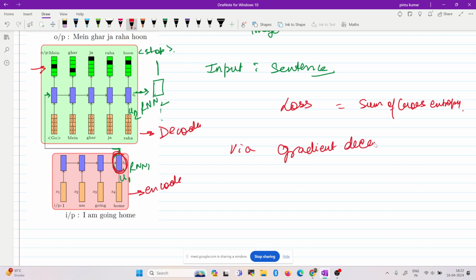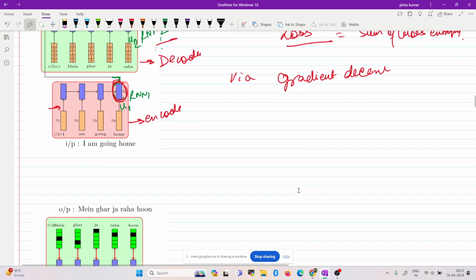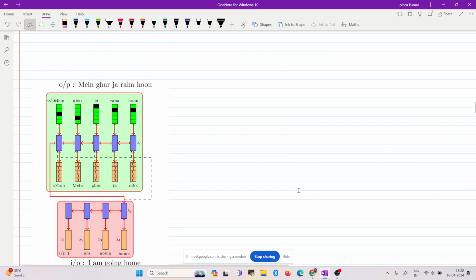And the parameters of this RNN as well as this RNN will be learned in one go when you're optimizing the loss of your RNN2. Okay. So again, the second option is similar to what we discussed in the case of image captioning.